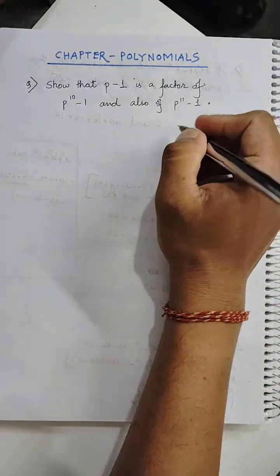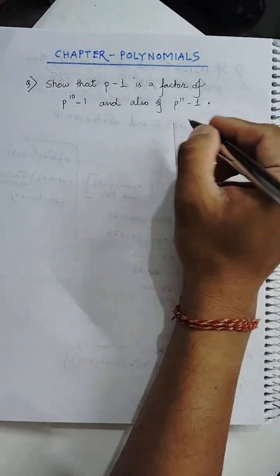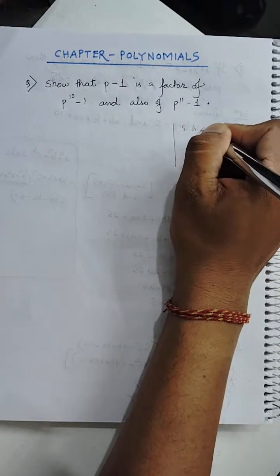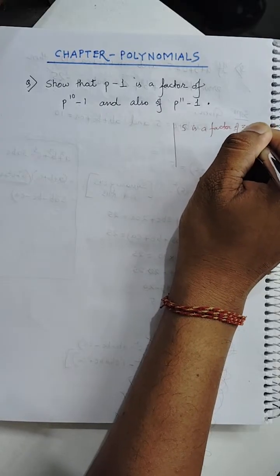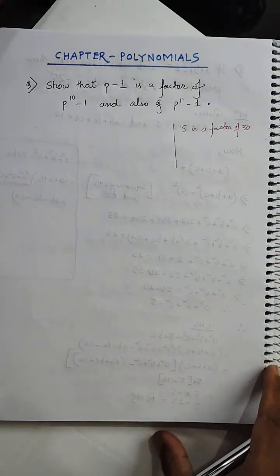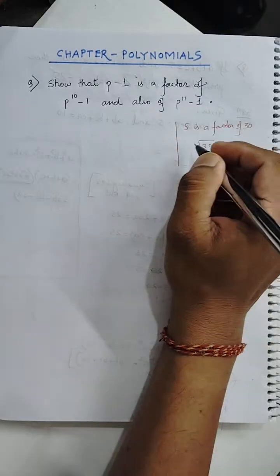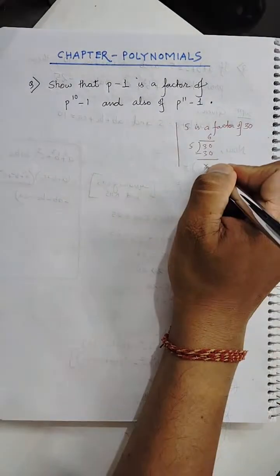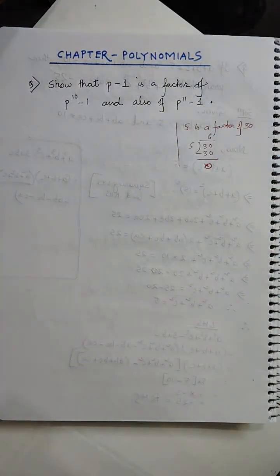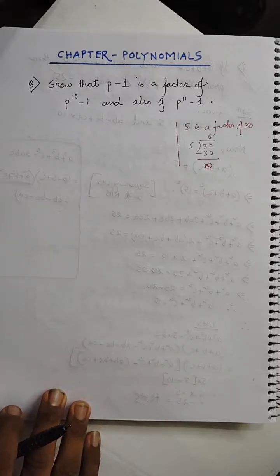Now let me show something on the rough part. Now suppose say 5 is a factor of say 30. 5 is a factor of 30. So if we divide 30 by 5, our remainder is 0. Okay, remainder is 0. So what I'm trying to say is, if we divide a number by its factor, the remainder always is 0.